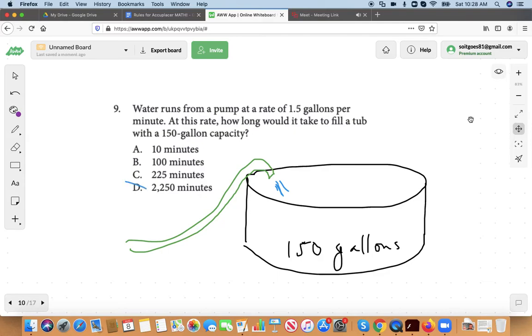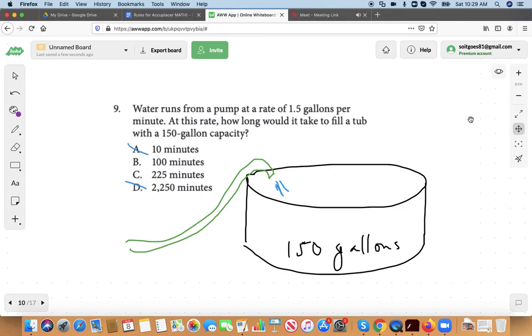There's another one I think is just too small. A. I think A is way too small, right? Remember, because we said after 4 minutes, there's 6 gallons. You know what I'm saying? I'm just thinking about the rate the water is flowing. After 4 minutes, there's 6 gallons. So after 10 minutes, am I going to have 150 gallons? No. No. Does that make sense?